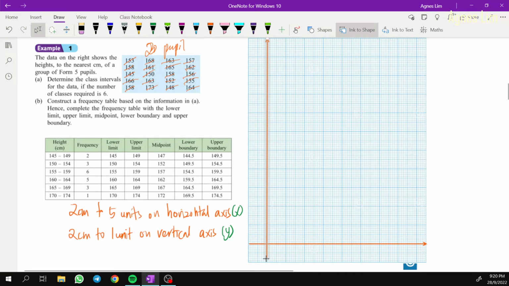Remember, we use pencil to draw. Okay, we use pencil to draw. Don't use pen. Right.